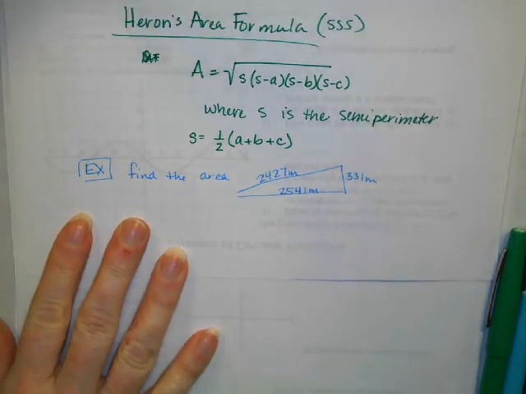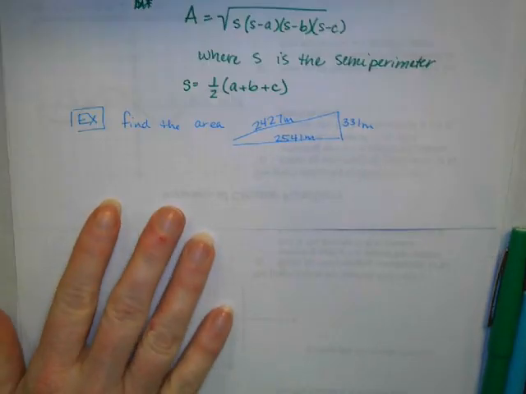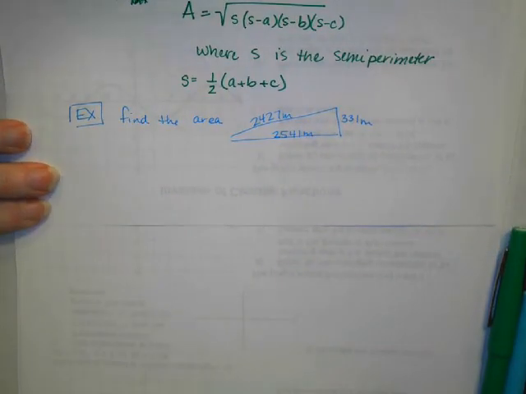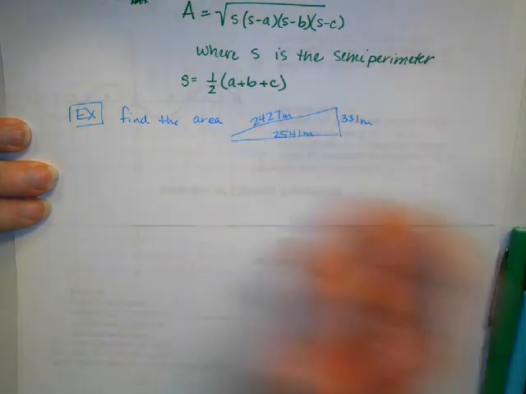All right, so if we're going to find the area of this triangle, first we have to find the semi-perimeter, so we have to add up all the sides and divide it by 2.